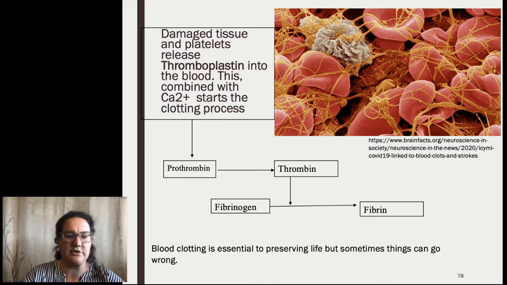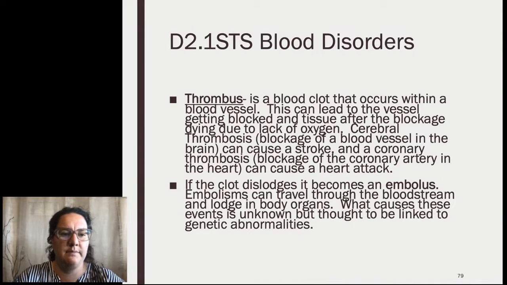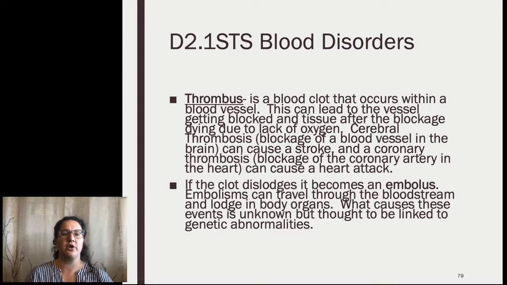So blood clotting is essential for preserving life, but occasionally we can have some disorders that are associated with it. A thrombus is a blood clot that occurs within a blood vessel where we don't want it. This can lead to the blood vessel getting blocked and tissue after the blockage dying due to lack of oxygen. A cerebral thrombosis, so blockage of a blood vessel in the brain, can cause a stroke, and a coronary thrombosis, so a blockage of the coronary artery in the heart, can cause a heart attack. If the clot dislodges, it becomes an embolus, and an embolism can travel through your bloodstream and lodge in body organs.